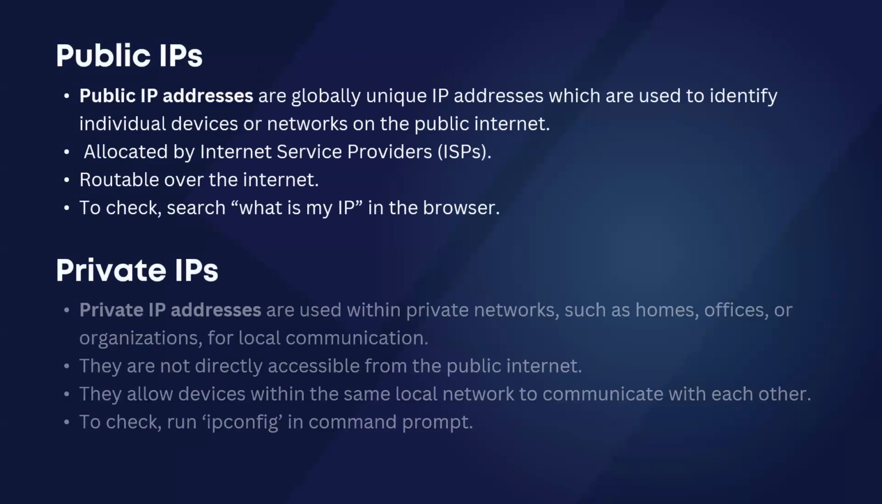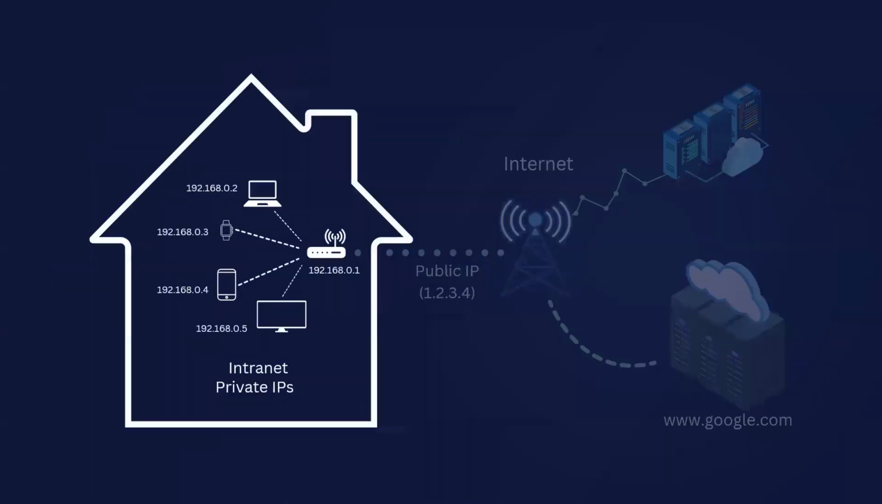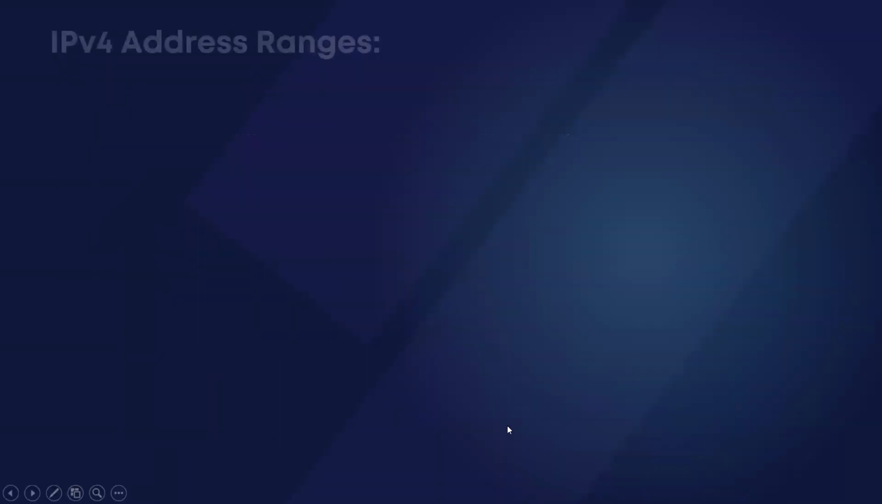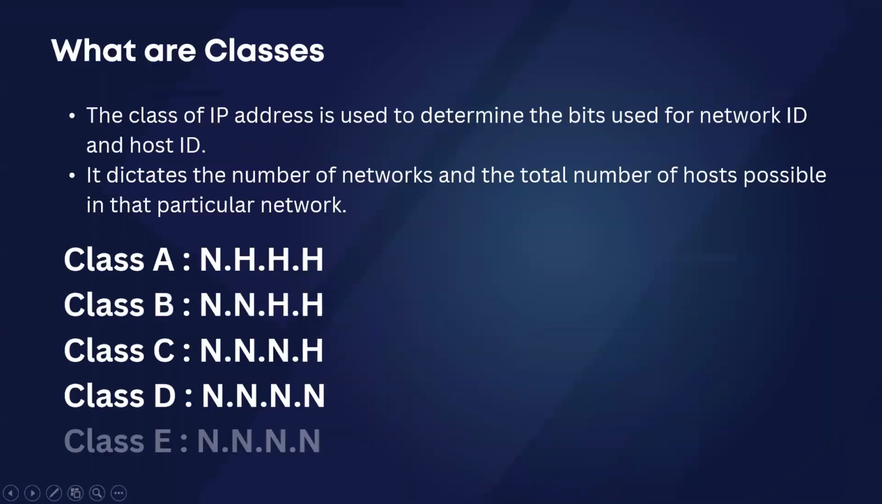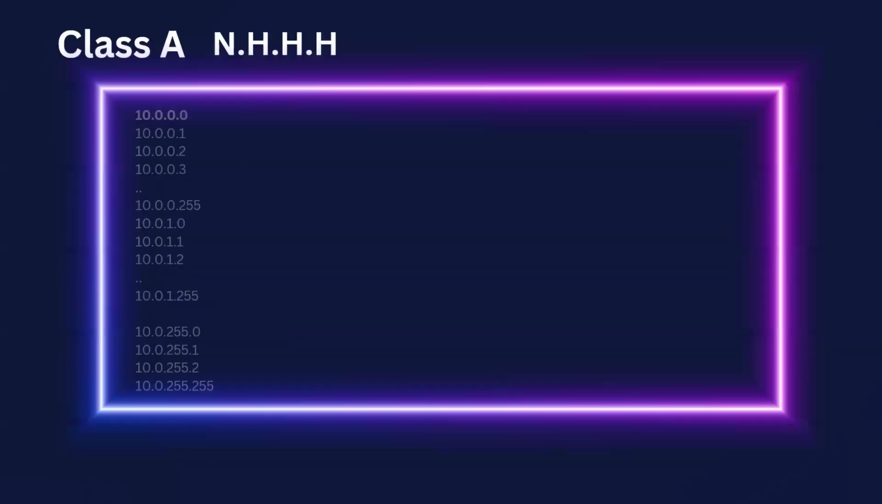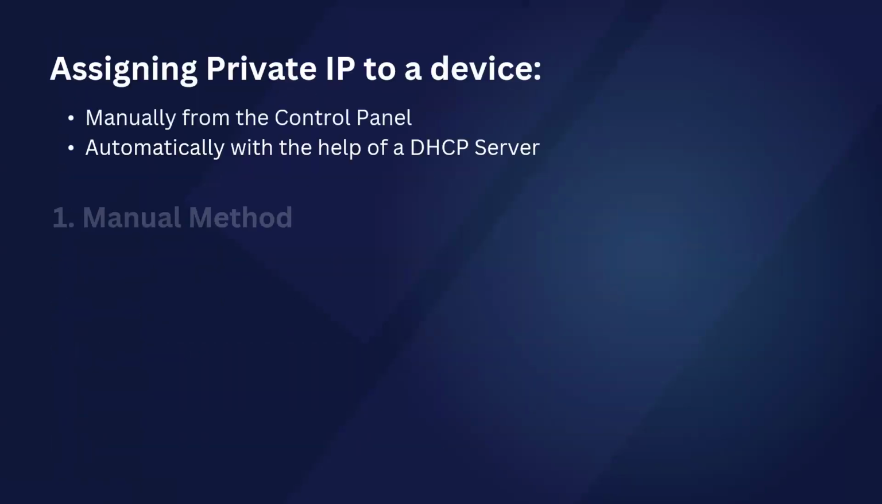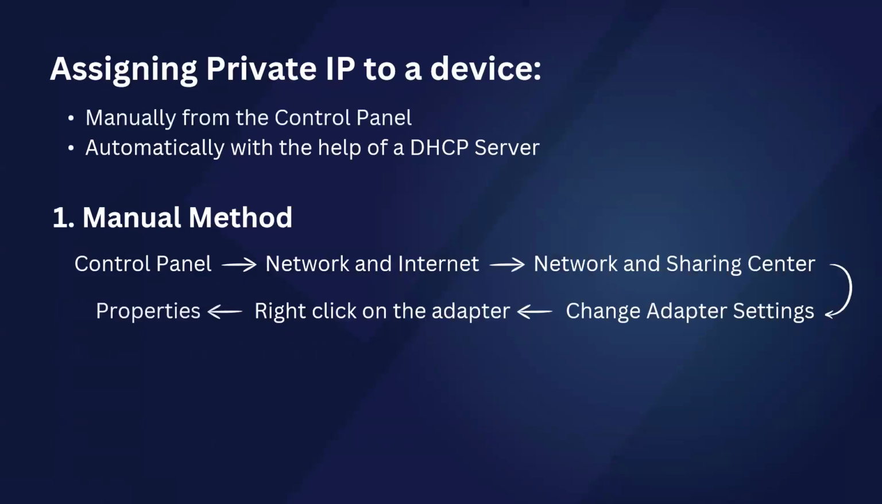What are the classes, class A, B, C, D, and E? What are public and private IPs? How does communication happen between the two different networks, the public network and the private network? What are some important protocols in networking? What is a DNS server, what is a DHCP server, what is a subnet mask? How do you assign an IP?